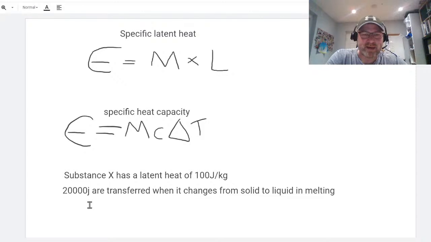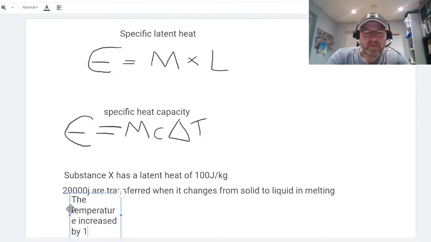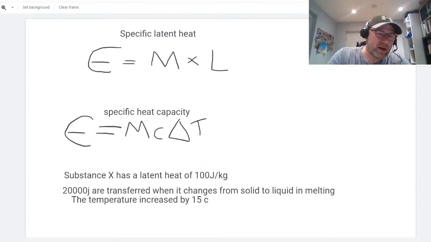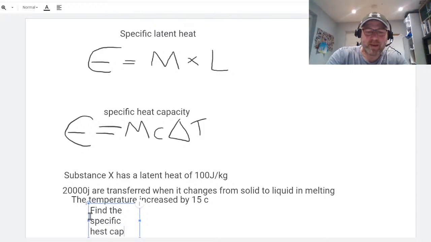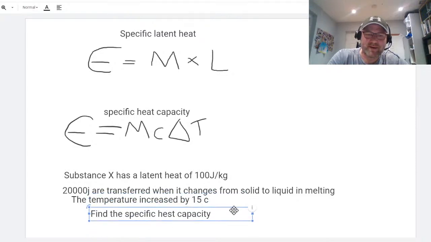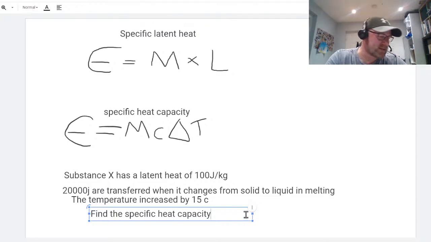Then we say the temperature increased by 15 degrees. This came up a couple of years ago, so hopefully it won't come up again. Find the specific heat capacity. So how would you do that? Anyone? See if you can work out any of that. That's a disgusting 6 marker.